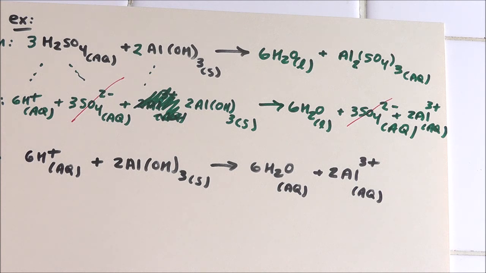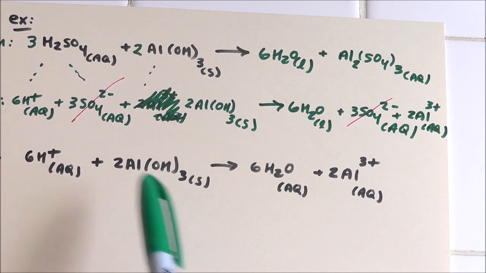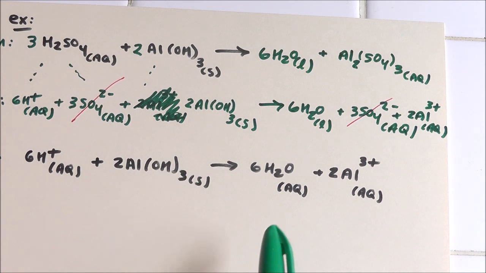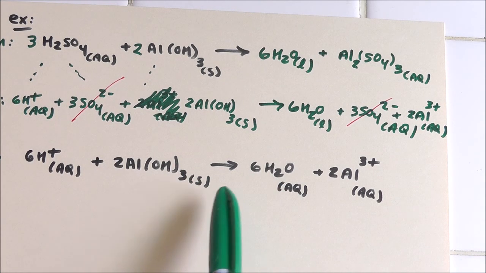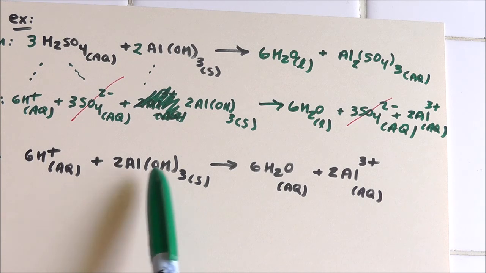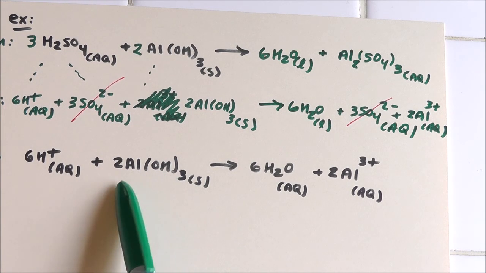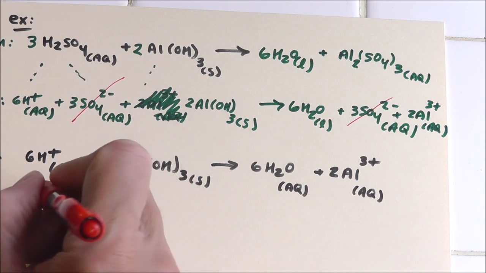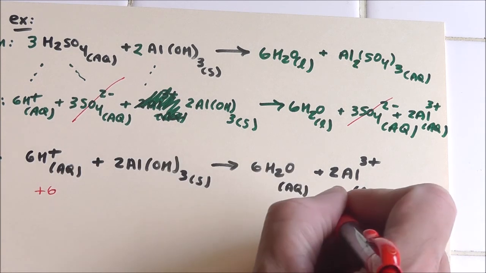And so if you just go count atoms, you got 6 H's. Now watch out. You got 3 H's. You got 12 H's, and you got 12 H's. And so then you've got 6 O's, and you got 6 O's, and you got 2 aluminums. If you look at the charge, there's a positive 6 on the left and a positive 6 on the right.